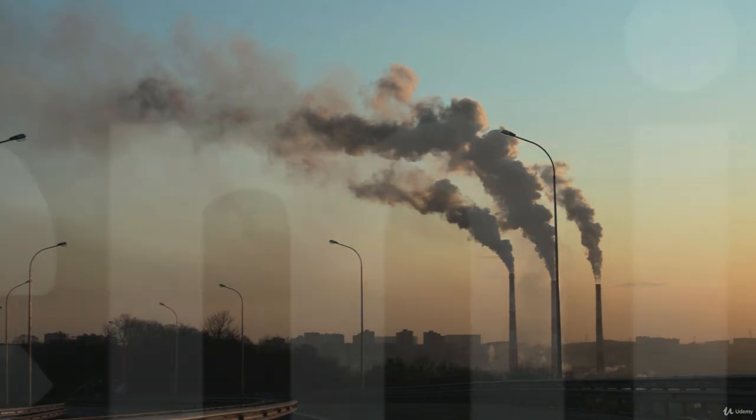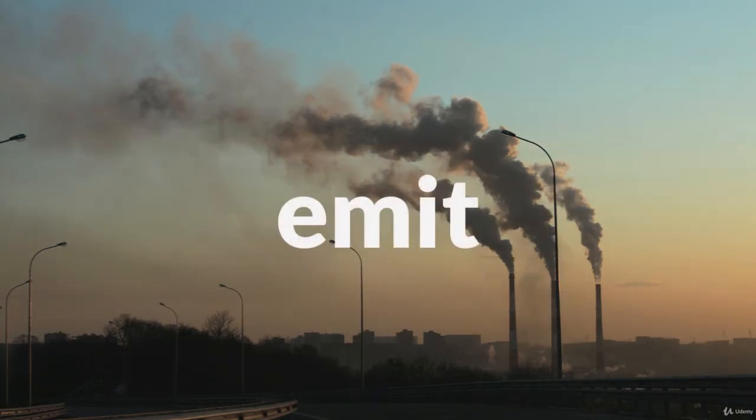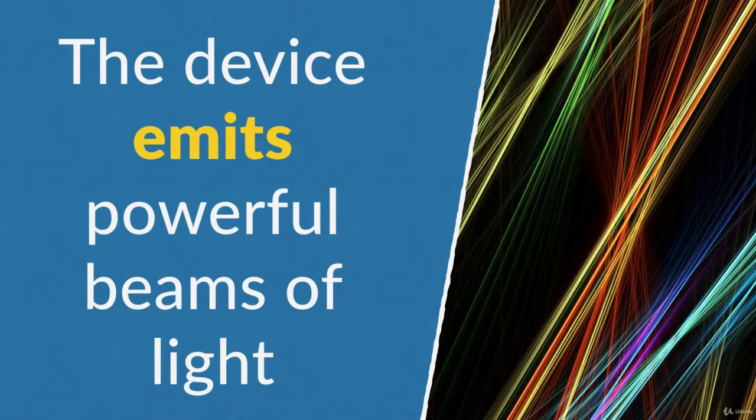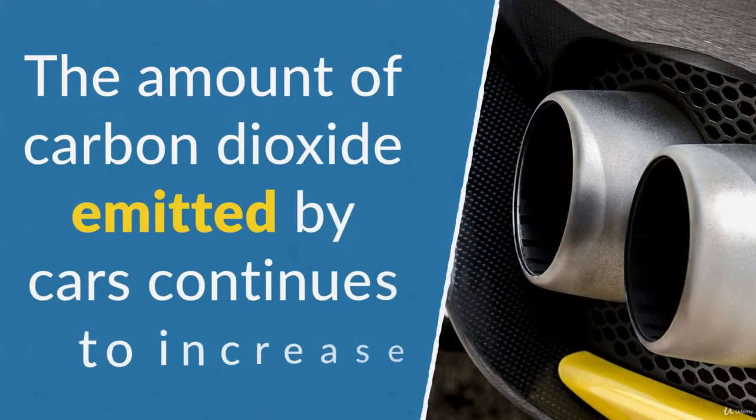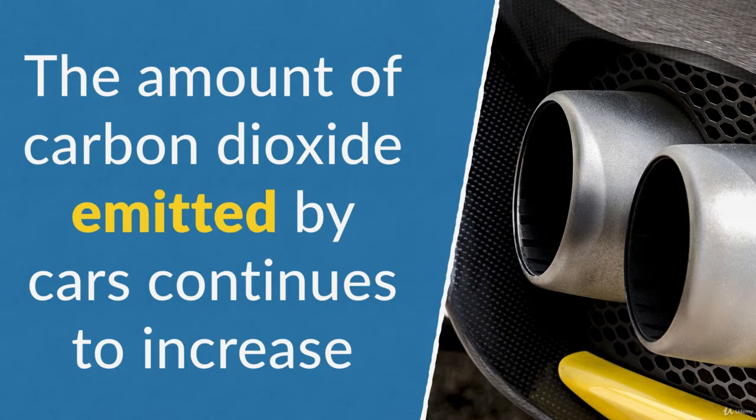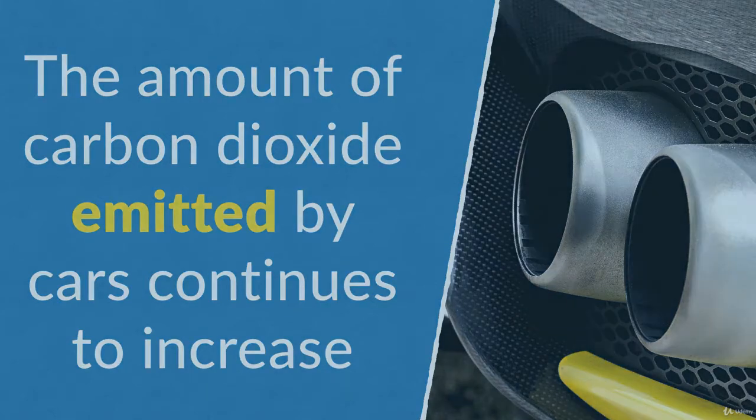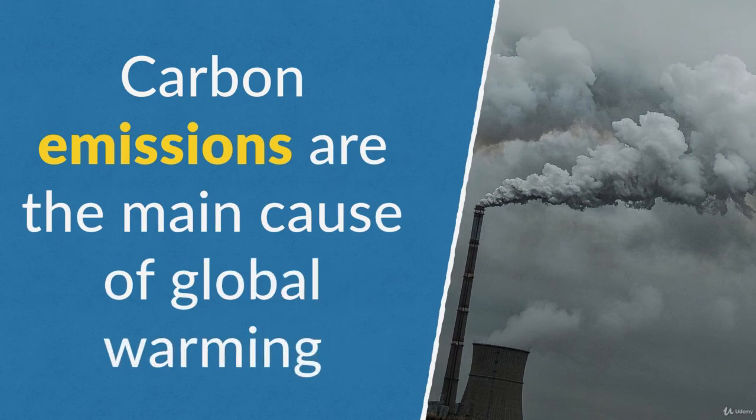The next word is emit. If something emits heat or light or gas or a smell, it produces it and sends it out through physical and chemical processes. So, for example, the device emits powerful beams of light. The amount of carbon dioxide emitted by cars continues to increase. Carbon emissions are the main cause of global warming.